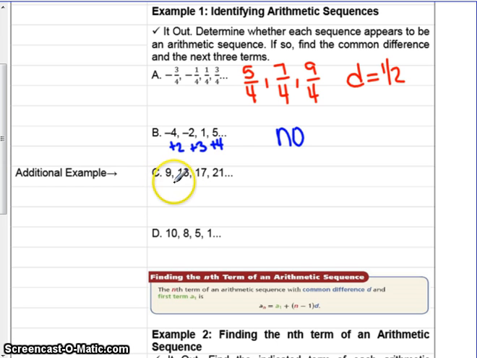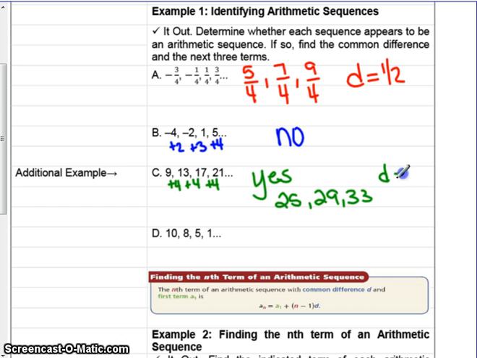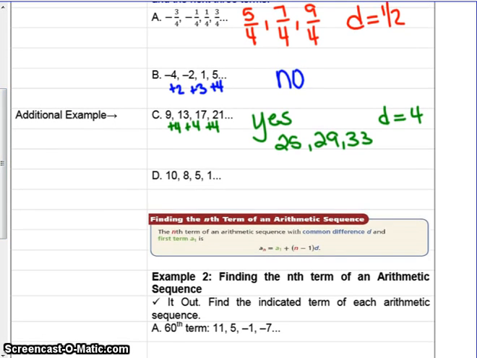Letter C. It looks like I'm adding 4, adding 4, adding 4. So I'm going to say yes, and then it would be 25, 29, and 33. My common difference is a positive 4. Letter D. It looks like I am subtracting 2, subtracting 3, subtracting 4. Okay, this time we're not subtracting the same number each time, so it's just a no.